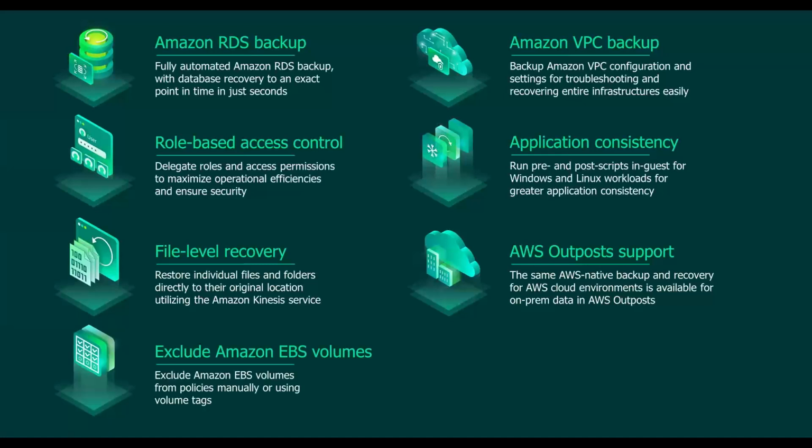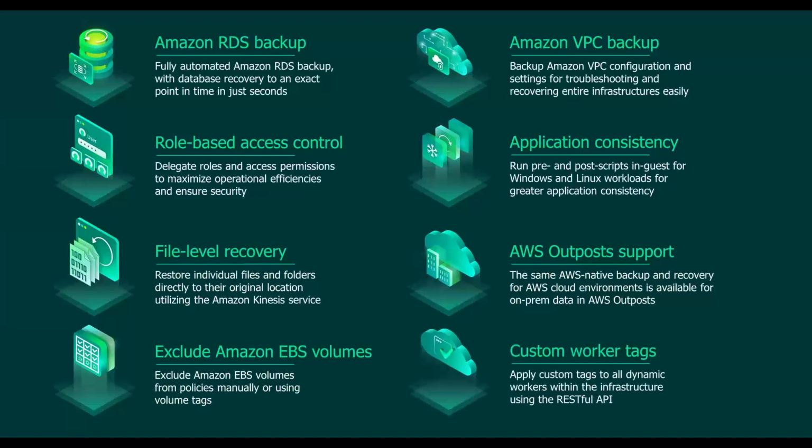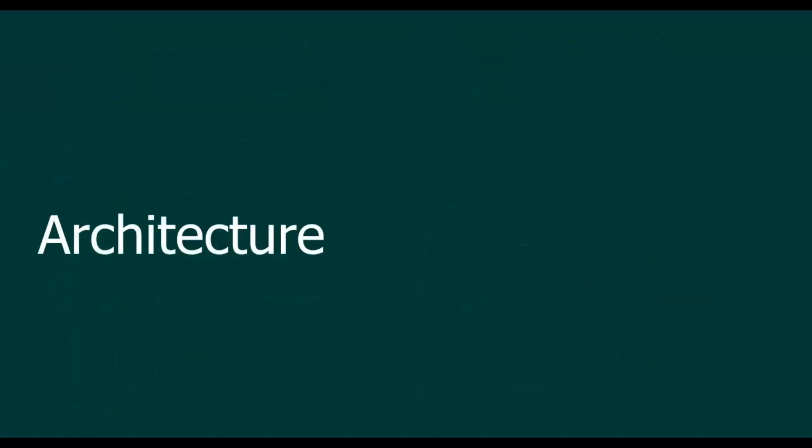A highly requested feature is to exclude certain EBS volumes of EC2 VMs. That's one of the features that has been added, and we will be able to add custom worker tags to the worker VMs. So how does that architecture look like then?